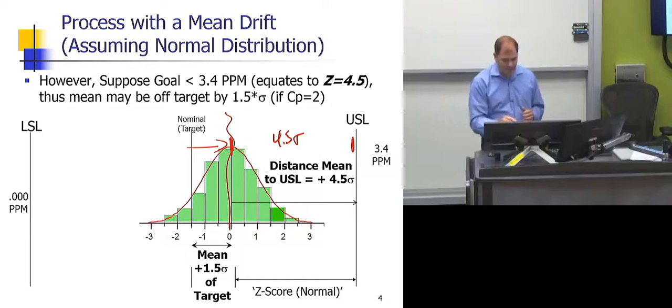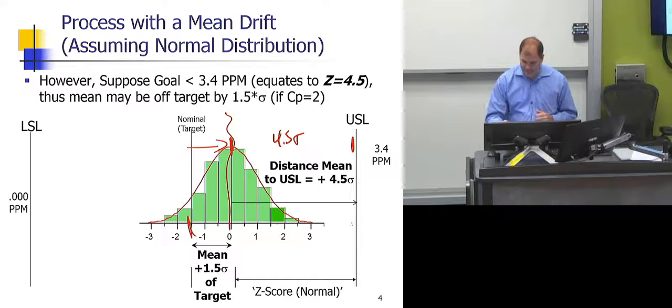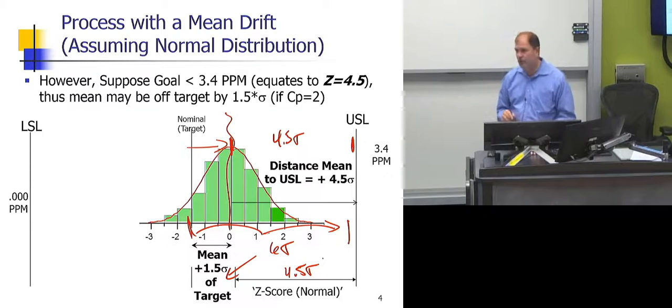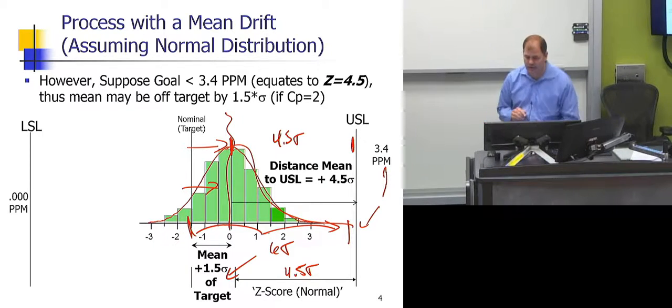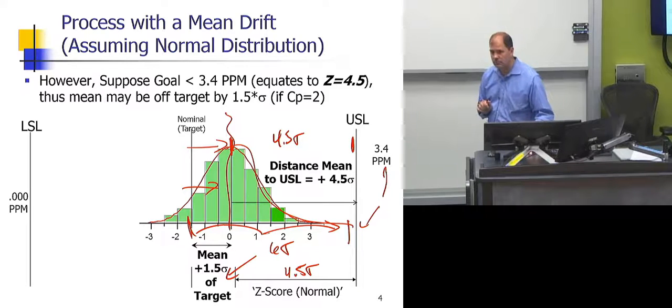Therefore, we're taking this distance of 6 sigma, and we're allocating 1.5 of it to allow for the mean drift, and then the tail of that distribution to only have the 3.4.